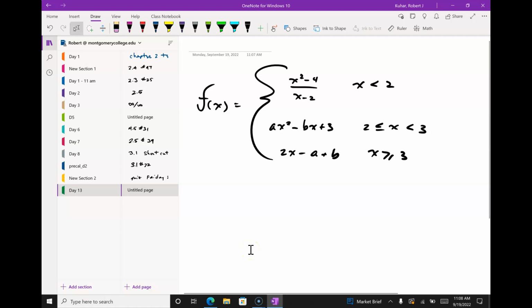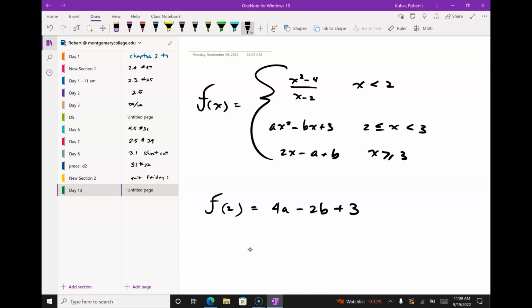So we're trying to match this up in 2 places. It's really like 2 problems. We're trying to match the 2 pieces up at 2 and then match the other 2 pieces at 3. So we have to do 2 problems here. What is f of 2? Obviously I have to use that middle function. Does that make sense to everybody? So what do I get? I get 4a minus 2b plus 3.